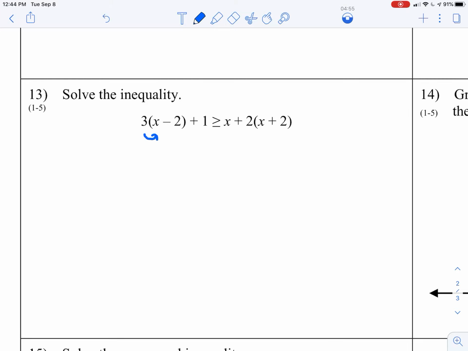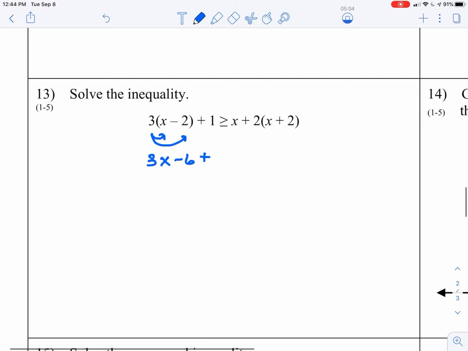So that's what I'm going to do to start this problem. I'm going to take 3 times x, which is 3x, and 3 times a negative 2 is a negative 6. So I have 3x minus 6 plus 1 is greater than or equal to x plus, and I'm going to distribute here as well. So I'm going to have 2x plus 4.